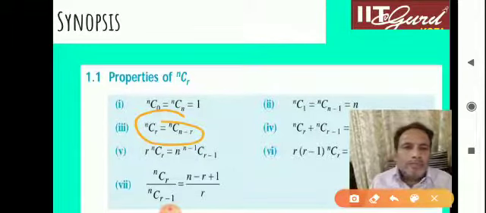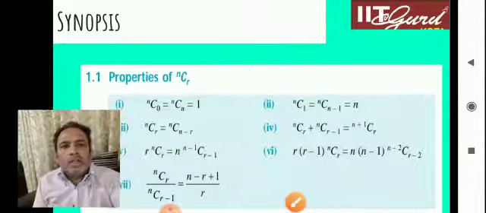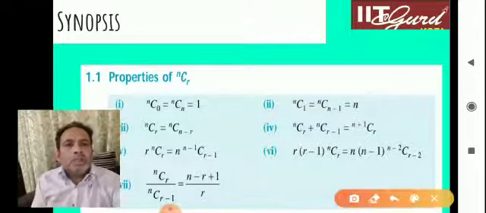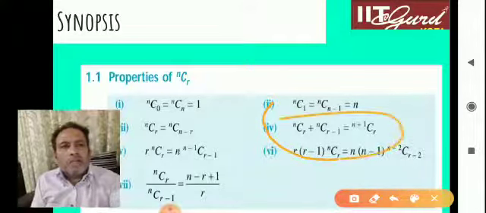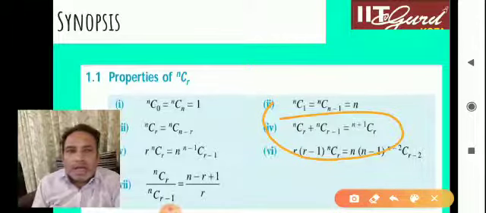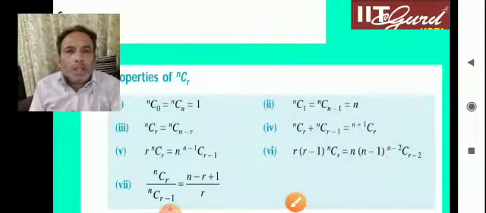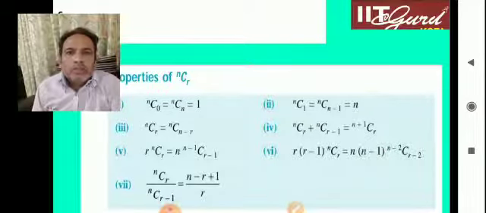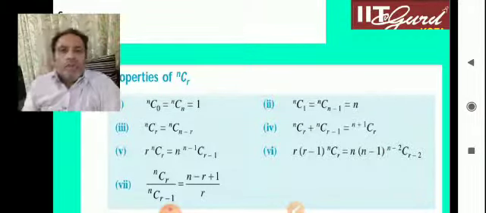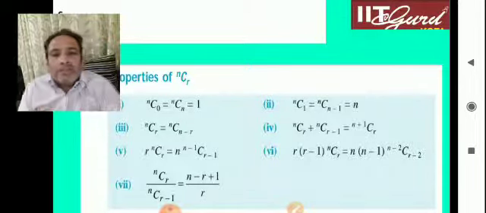This is important. And another one that is also undoubtedly very much more useful, that is nCr plus nC(r minus 1) is equal to (n plus 1)Cr. Here the fifth one, that is r times nCr is equal to n times (n minus 1)C(r minus 1), which is also useful in opening the value of nCr immediately.